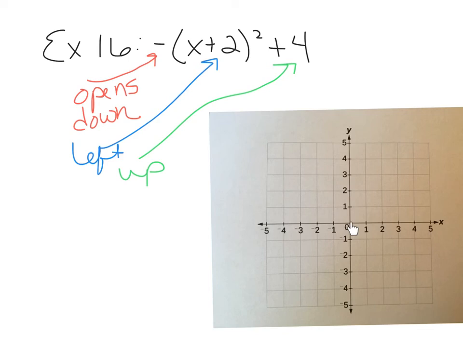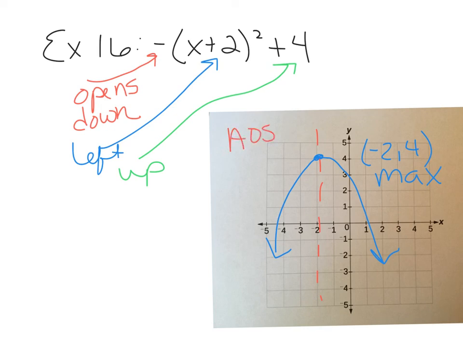So first the vertex is going to go left 2 and up 4, so our vertex will be there at (-2, 4). We're going to mark that as (-2, 4). Because our parabola has this negative sign in front of it, this is now going to open down. So this vertex is not going to be a minimum anymore, it's going to be a maximum, because it will be at the top. So this is a maximum. And our axis of symmetry comes straight down the middle here. The equation for that is x equals -2.